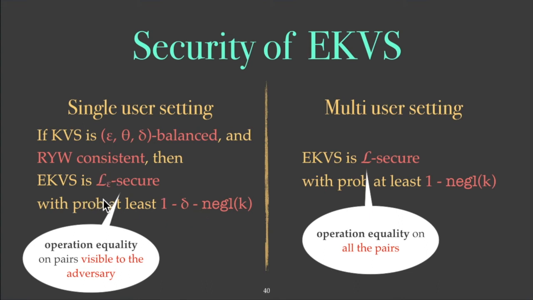So L epsilon essentially means that we are leaking only the operation equality of pairs that are visible to the adversary. That means the operation equality of pairs that are either routed by bad nodes or are stored by bad nodes. So the adversary does not learn the operation equality of pairs that are exclusively stored and routed by good nodes. Whereas in the multi-user setting, we were leaking operation equality of all the pairs.